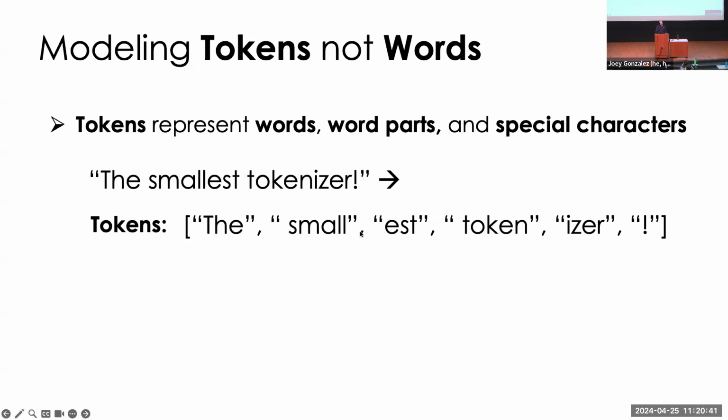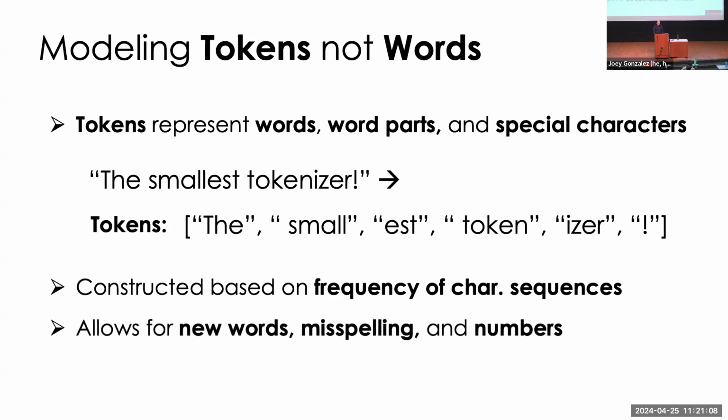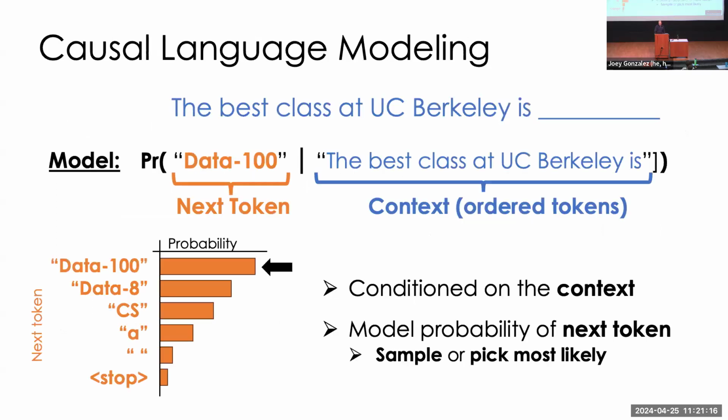So "small" and "est", "small" are different next tokens. "Est" is a next token. And these are constructed based on the frequency of characters. There's a whole field of study on how to build good tokenizations of language. And a lot of it now is dealing with multiple languages in one system. So can I make multilingual AIs? I need to be able to bridge across languages that maybe don't use spaces or use different ways of separating the pieces of their language. So it allows for new words, misspellings, even numbers. You can express arbitrary numbers. No, a number is not a token, but a sequence of tokens.